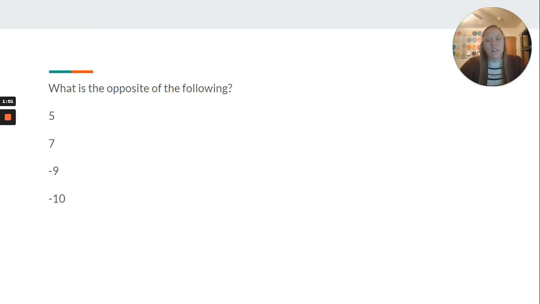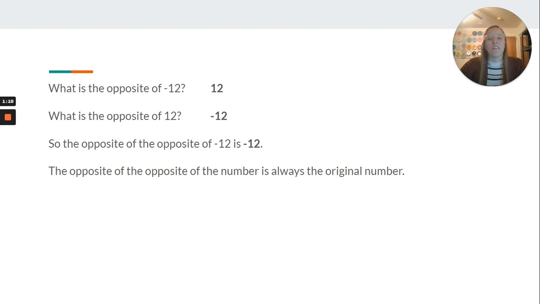We looked at opposites. So opposite of 5, negative 5, 7, negative 7. Negative 9 is going to be a positive 9, negative 10, positive 10. The opposite of an opposite, so we had negative 12. Opposite is 12, which is opposite is negative 12. So the opposite of an opposite is always the original number.